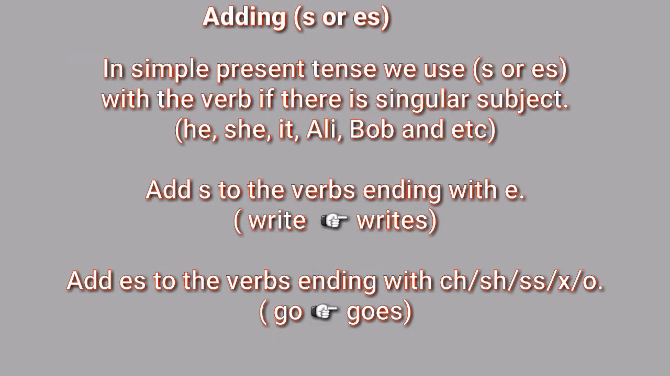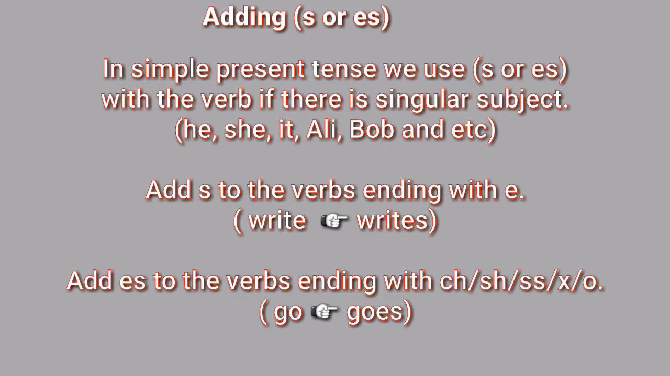In simple present tense, we use s or es with the verb if there is a singular subject. For example, he, she, it, or someone's name, for example, Ali, Bob, or Thompson. You see, these are singular subjects. So, rule number 1 for adding s or es: add s to the verbs ending with e. For example, write becomes writes. Number 2, add es to the verbs ending with ch, sh, ss, x, z, or o.